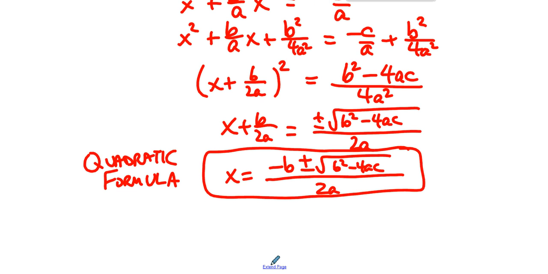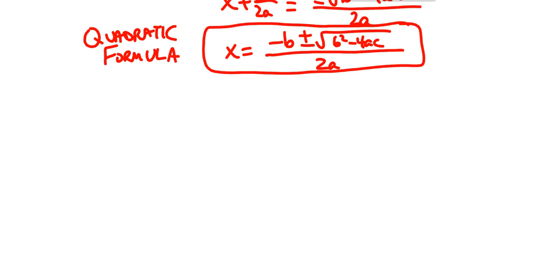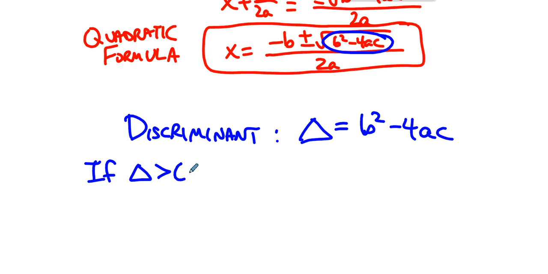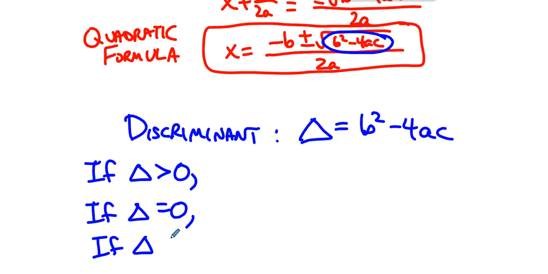Now, I would be remiss if we didn't talk about one other thing. I would be remiss if we didn't talk about the discriminant. The discriminant is usually abbreviated with a capital delta because it makes the sound d, and it's b squared minus 4ac. And you may remember that there are 3 scenarios. If the discriminant is positive, if the discriminant is 0, and if the discriminant is negative.